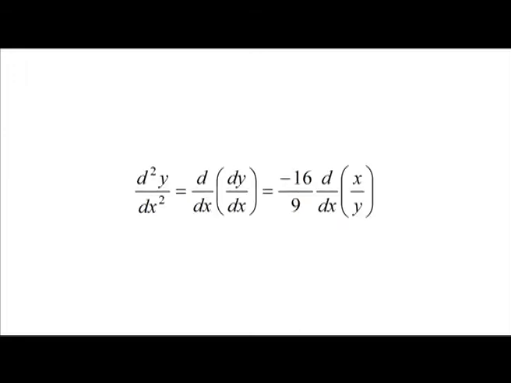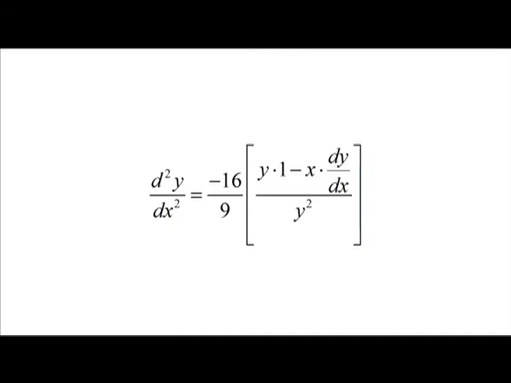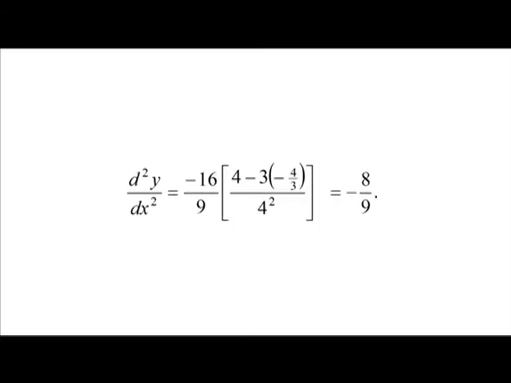Also, d square y by dx square is equal to d by dx of dy by dx, which is equal to minus 16 by 9 times d by dx of x by y. By applying the quotient rule of differentiation, we obtain d square y by dx square is equal to minus 16 by 9 times y into 1 minus x into dy by dx all divided by y square. Hence, at the point ordered by 3 4, d square y by dx square is equal to minus 16 by 9 times 4 minus 3 times minus 4 by 3 all divided by 4 square, which is equal to negative 8 by 9.